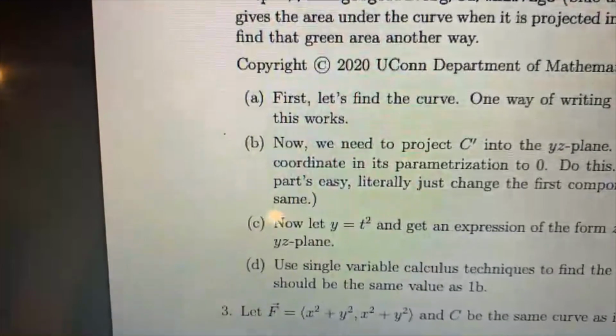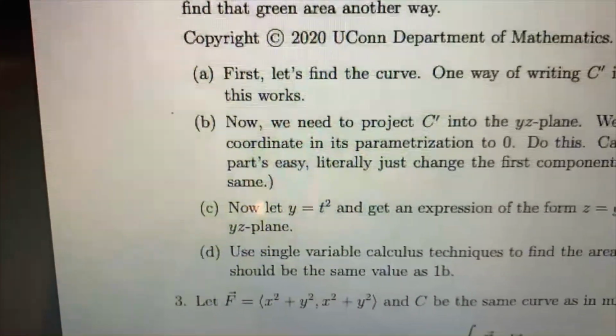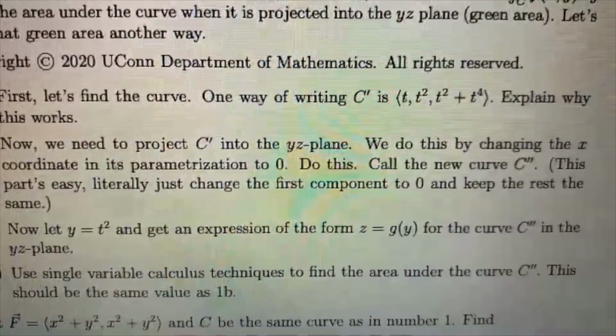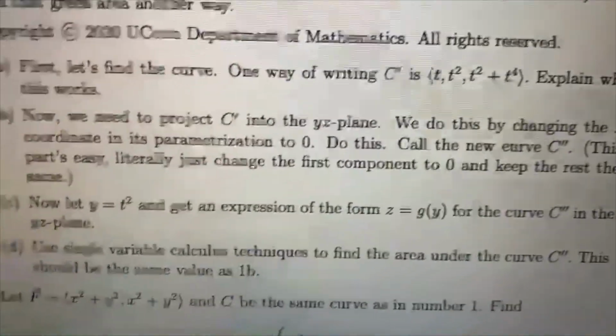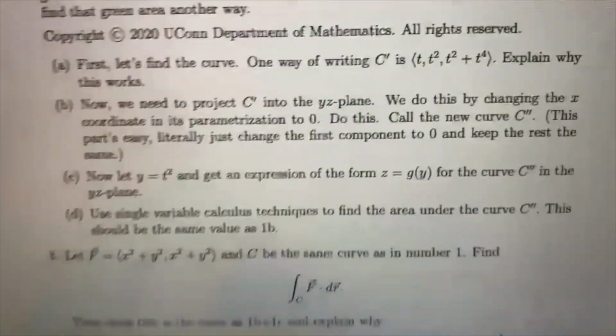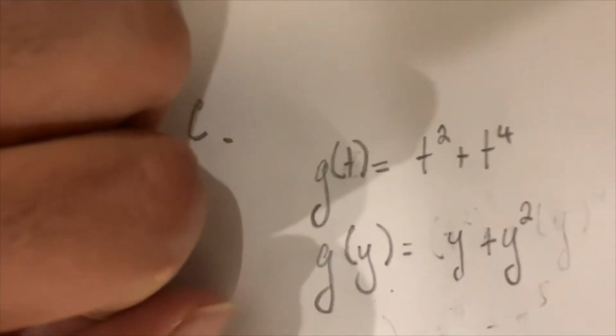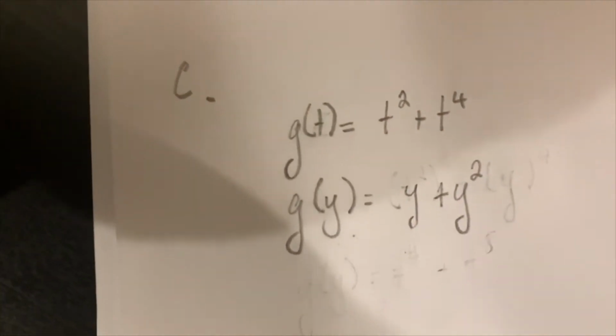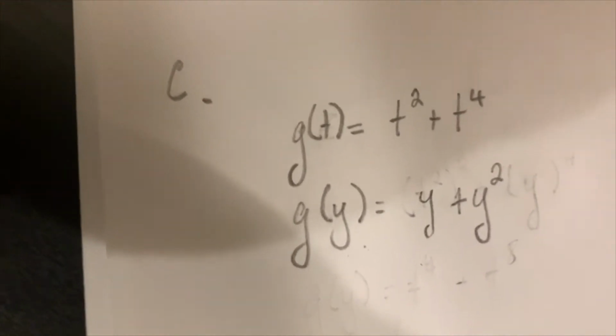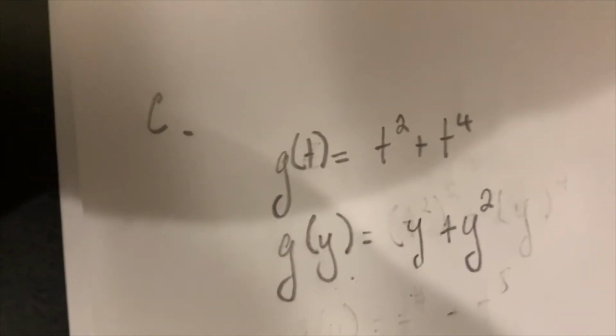So C, we basically take it into function form, right? So here we have the fact that y is equal to t squared, and we're taking z is equal to g of y, and we are trying to put that in terms of y. So since they said that y is equal to t squared, this is the original z expression, and we are taking that expression and putting it in terms of y. So t squared is equal to y. T to the power 4 can also be written as t squared squared, so it's y squared. So that's how we derive g.